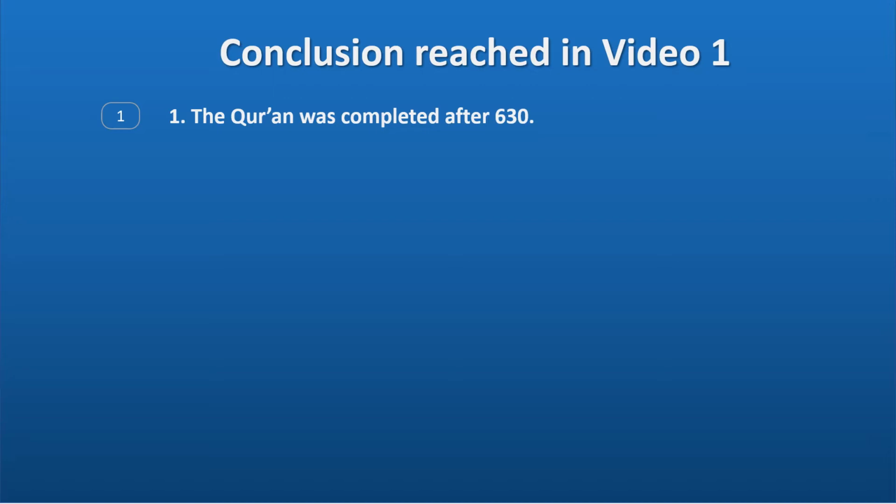In the previous video, I demonstrated that the Qur'an must have been completed no earlier than 630. In this video, we will be looking at when the Qur'an must have been completed before, in order to identify a period within which the Qur'an reached its final form.